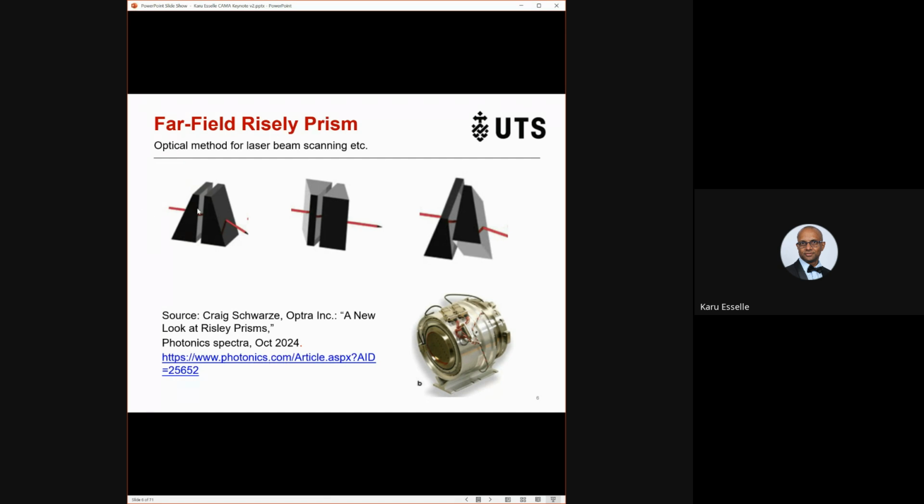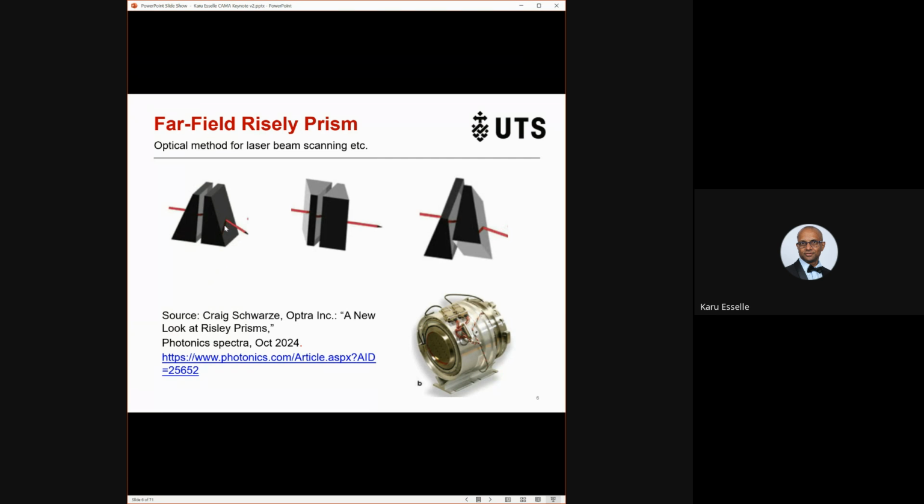Suppose you have a laser beam like this, and you put a standard prism, and the prism will bend the beam. It will bend the laser beam, right? Now, if you rotate the first prism, ignore the second prism. If you rotate the first prism, it will still bend the beam, and you can steer that beam, and you can create a circle by rotating the first prism.